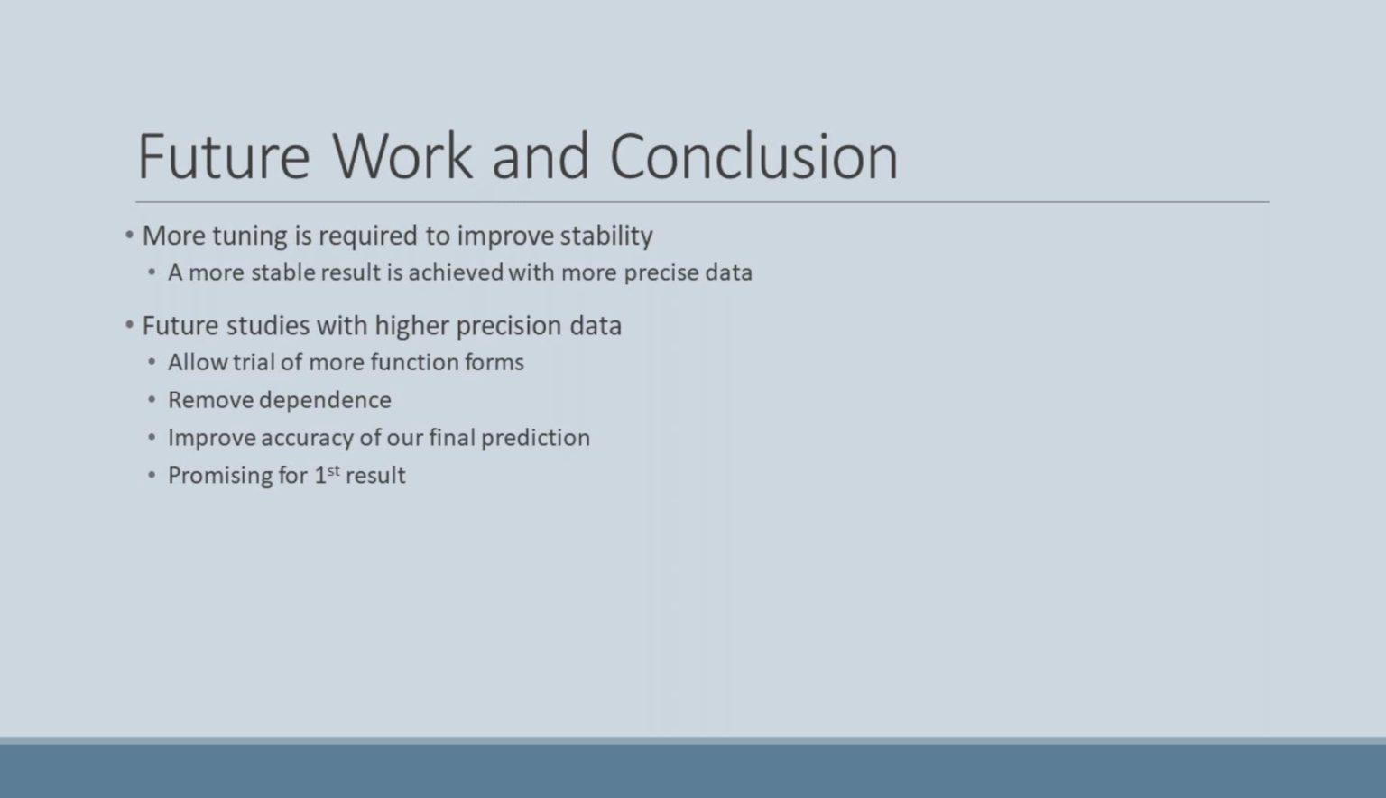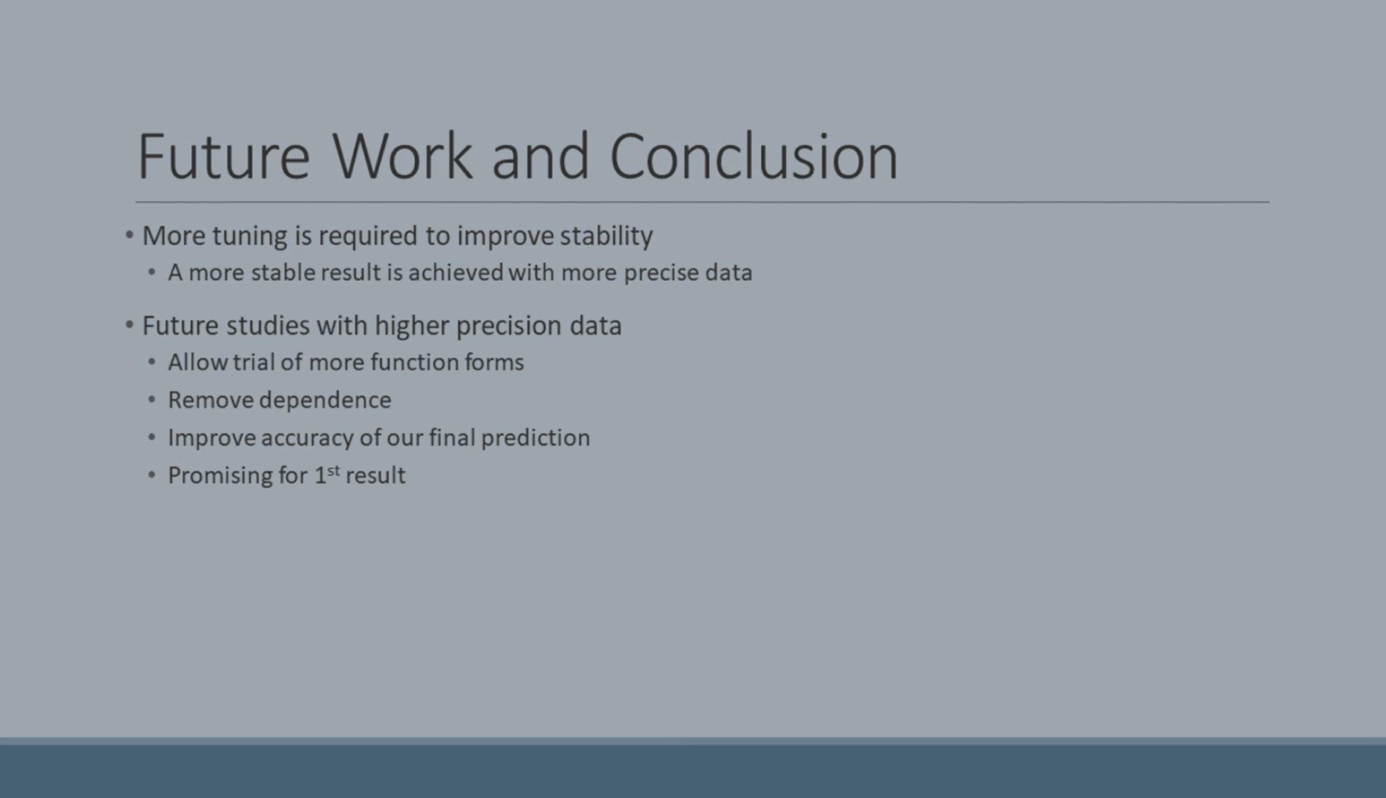Overall, more tuning is required to improve the stability of the prediction. A more stable result can be achieved with more precise data. So, future studies with higher precision data should allow a trial of more function forms and remove the dependence on the current one used. And hopefully, these will improve the accuracy of our final prediction model. However, all in all, this is a very promising first result.